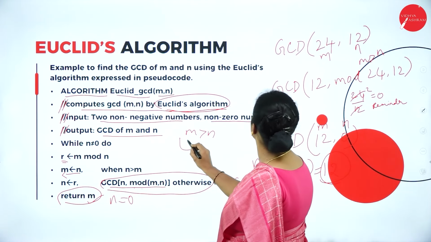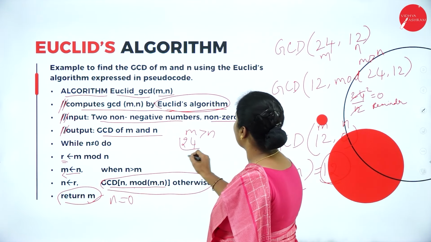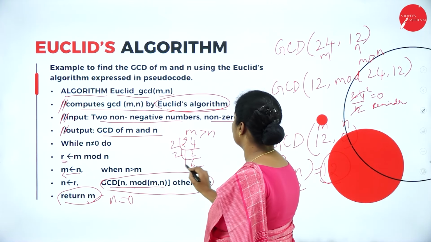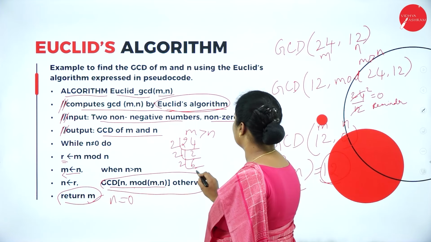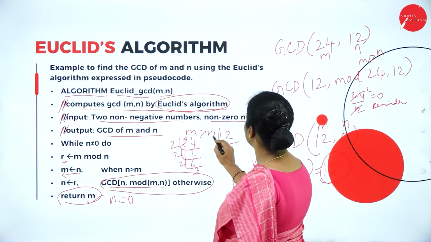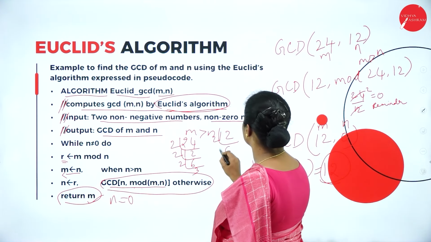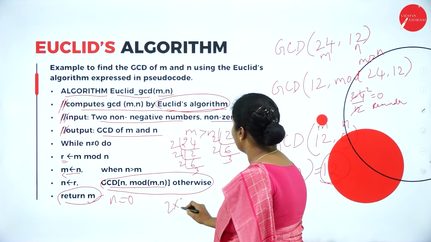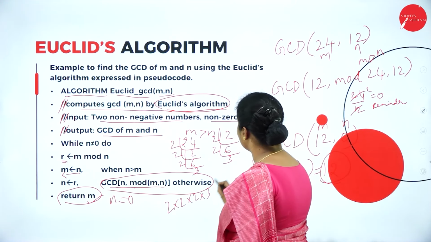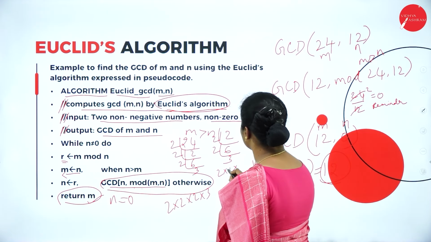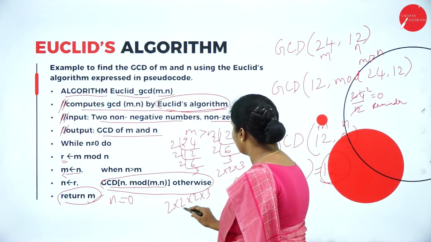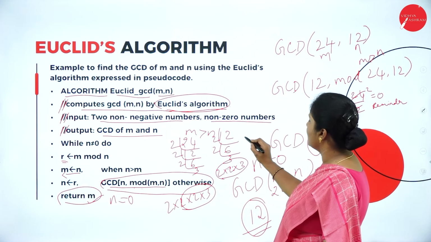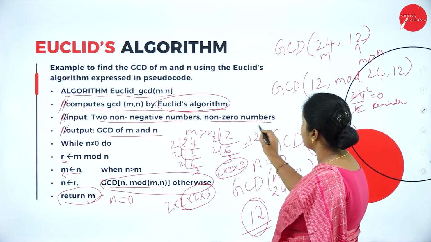By using mathematics, we can calculate it too, isn't it? So how are we going to calculate the GCD? For 24 and 12, the factors are 2 into 2 into 2 into 3 and 2 into 2 into 3. So 2 into 2 into 3, 2 2s are 4, 4 3s are 12. So I am getting 12 as the answer.